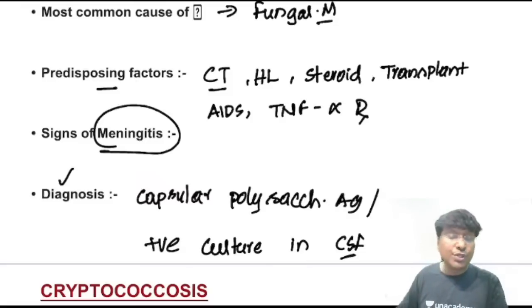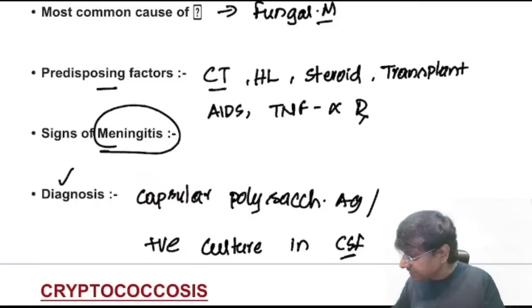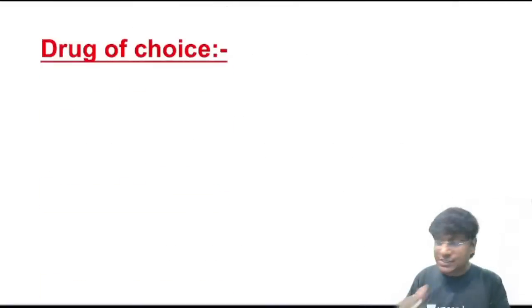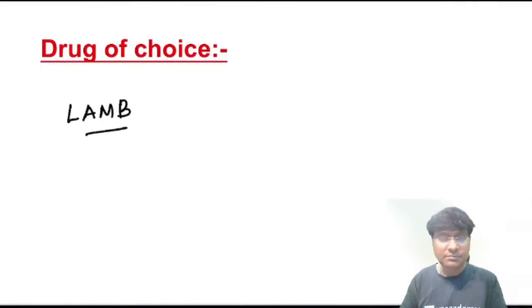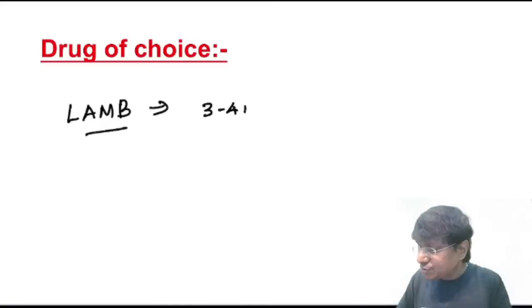That is how you will diagnose cryptococcosis. Now you should know what the drug of choice for cryptococcosis is. The drug of choice is liposomal amphotericin B. What is the dosage of this liposomal amphotericin B? You should give 3 to 4 milligrams per kg per day, intravenously.